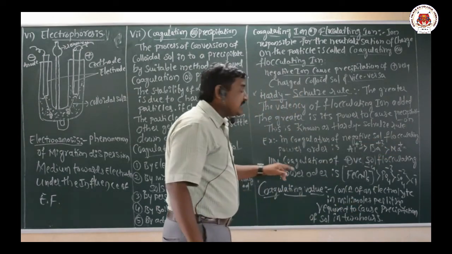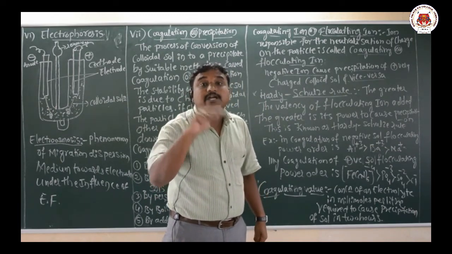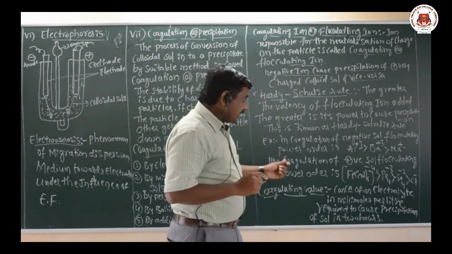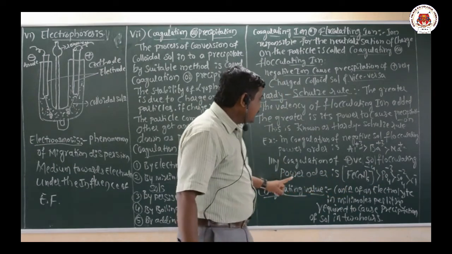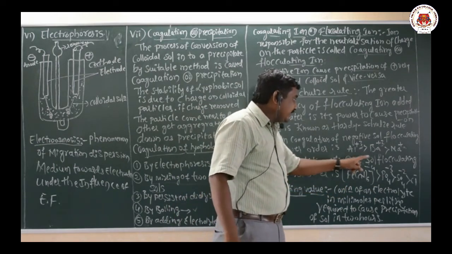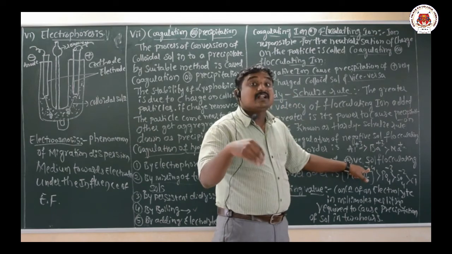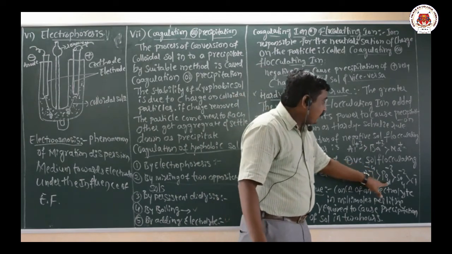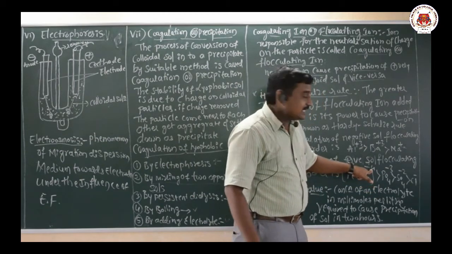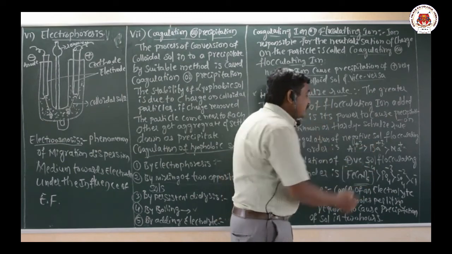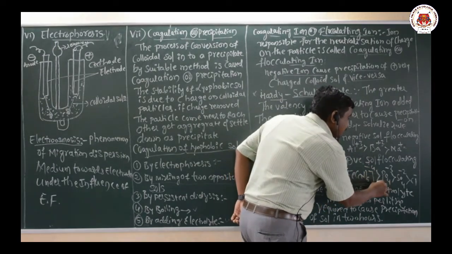Now similarly, for the coagulation of a positive sol, we have to add negatively charged ions. Again the same thing: the greater the valency, the more is the power of coagulation. I have given one example. The order of flocculating power is Fe(CN)6 -4, greater valency, then PO4 -3. Comparing these two, Fe(CN)6 -4 has greater valency, hence more coagulating, flocculating power than PO4 -3.